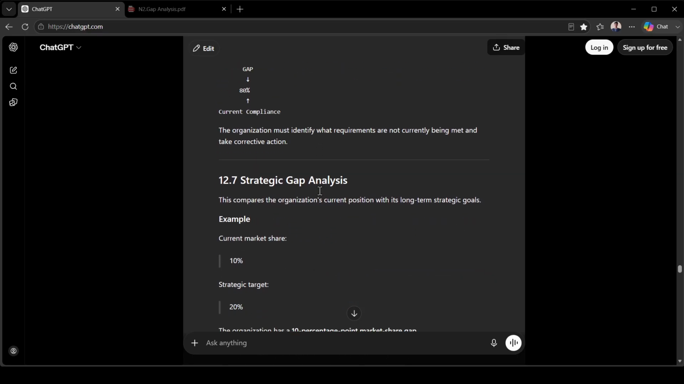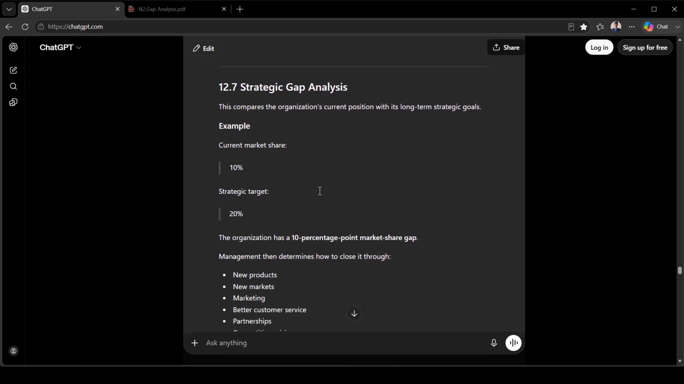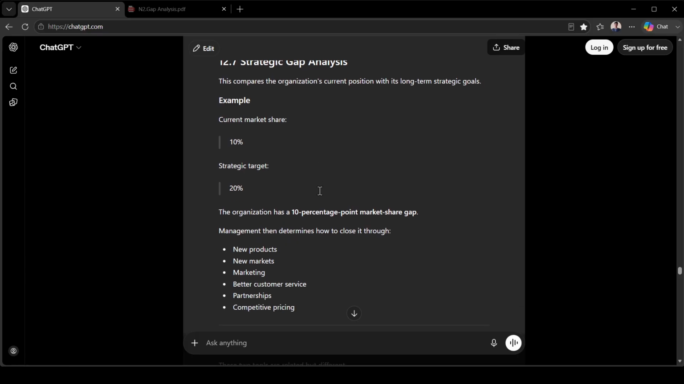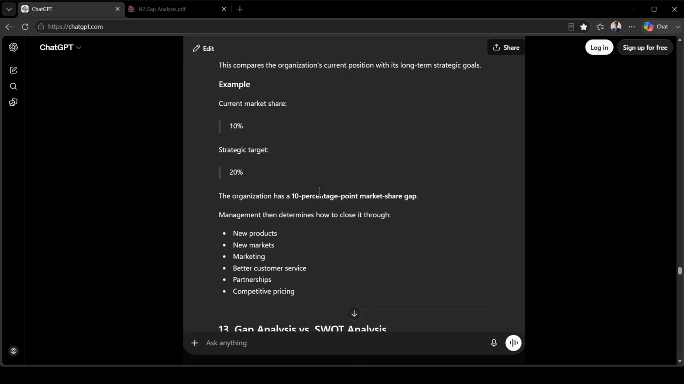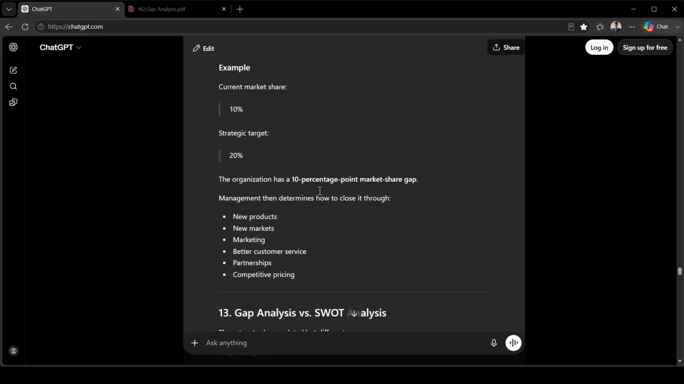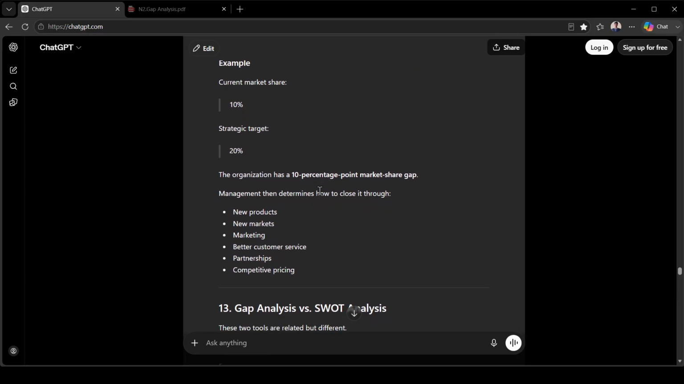Then strategy gap analysis. This compares the organization's current position with its long-term strategic goals. Example: current market share 10%, strategic target 20%. The organization has a 10 percentage point market share gap. Management then determines how to close it through new products, new marketing, better customer service, partnerships, and competitive pricing.